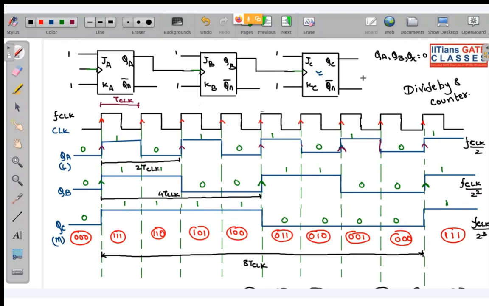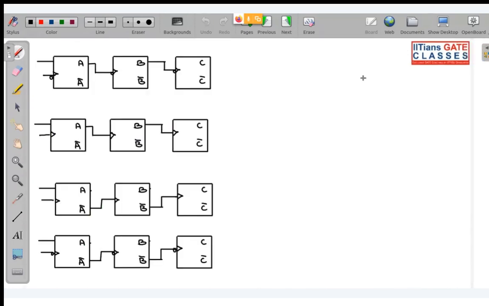Now you can see in synchronous counter, either the count sequence is up counting or down counting. Now basically, if in examination it is asked, how are we going to determine whether it is counting up or whether it is counting down? So for that, we have one shortcut. Okay, we have one shortcut over here.